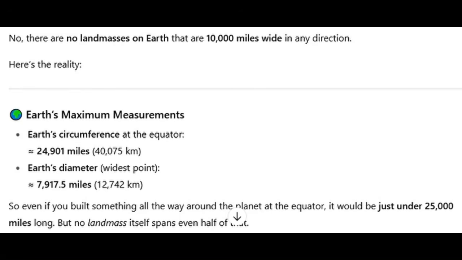Earth's maximum measurements. Earth's circumference at the equator: 24,901 miles, 40,075 kilometers. Earth's diameter, widest point: 7,907.5 miles, 12,742 kilometers. So even if you built something all the way around the planet at the equator, it would be just under 25,000 miles long. But no landmass itself spans even half of that.